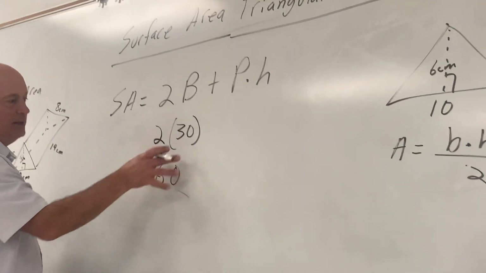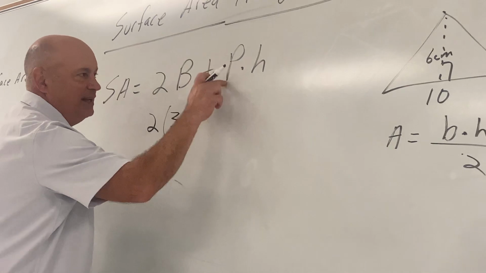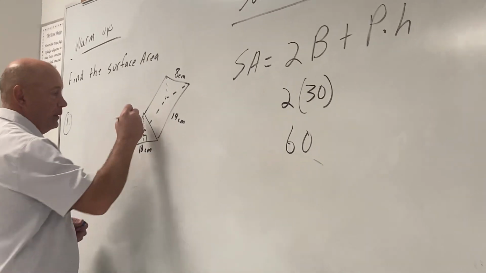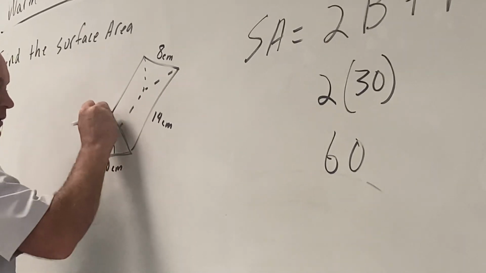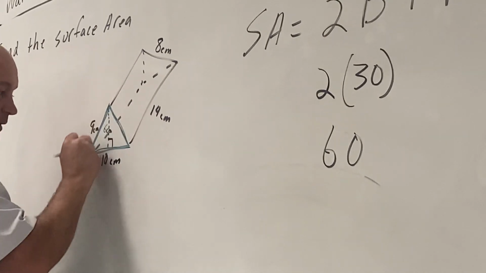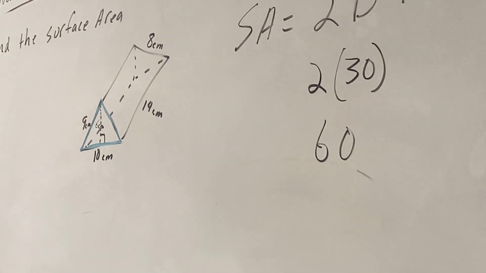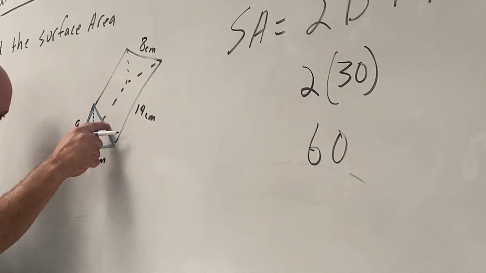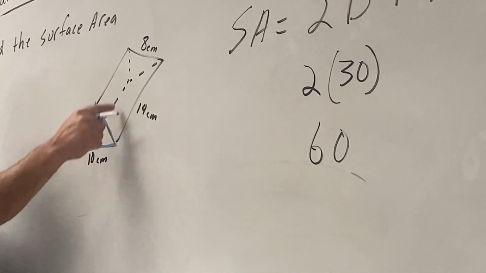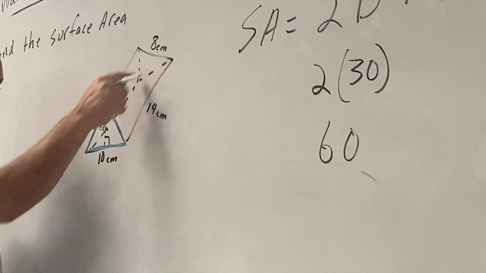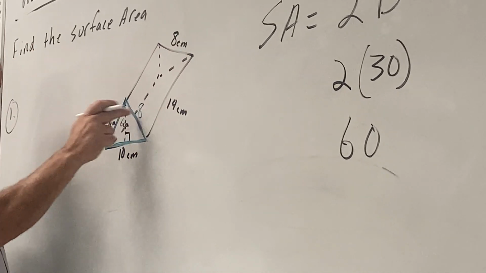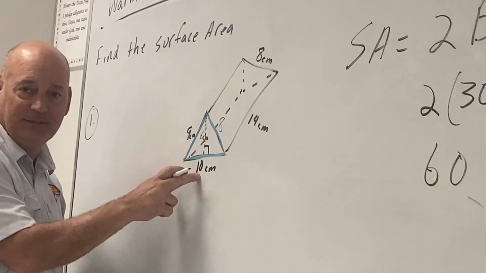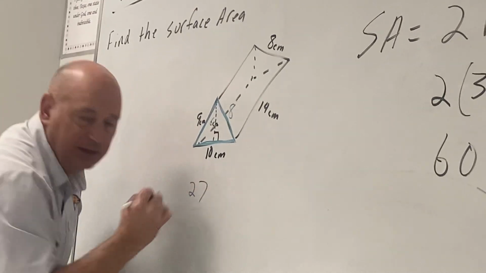So we've got big B times 2 is 60. Sweet. Now we need to find big P. I'm going to highlight the triangle over here in blue. We are now going around the outside. How long is this side? How long is this side? 10. How long is this side? 8. If that's 8, that's 8. What's 9 plus 8? 17 plus 10, 27.